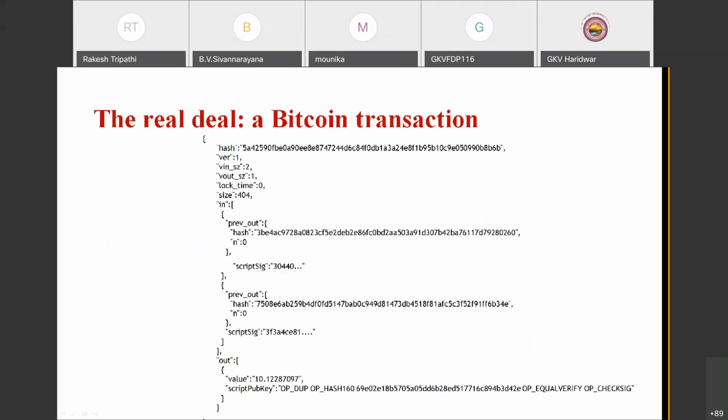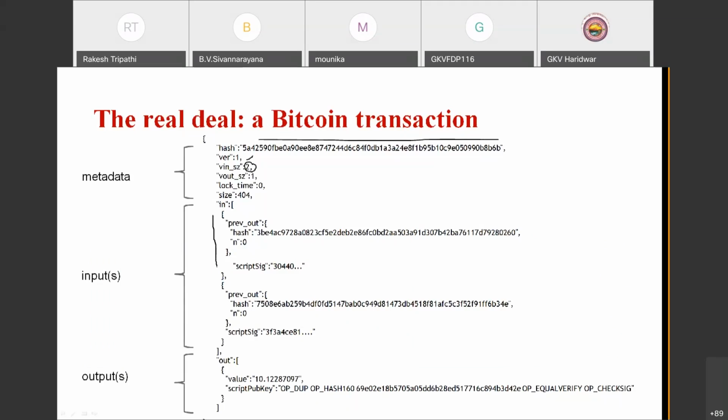A real Bitcoin transaction looks like this. This is the metadata. This is the transaction ID, the hash. This is the version number. In this transaction, we are having reference to input. There are two inputs. This is input number 1, and this is input number 2. And this is the output, and it is of this length.